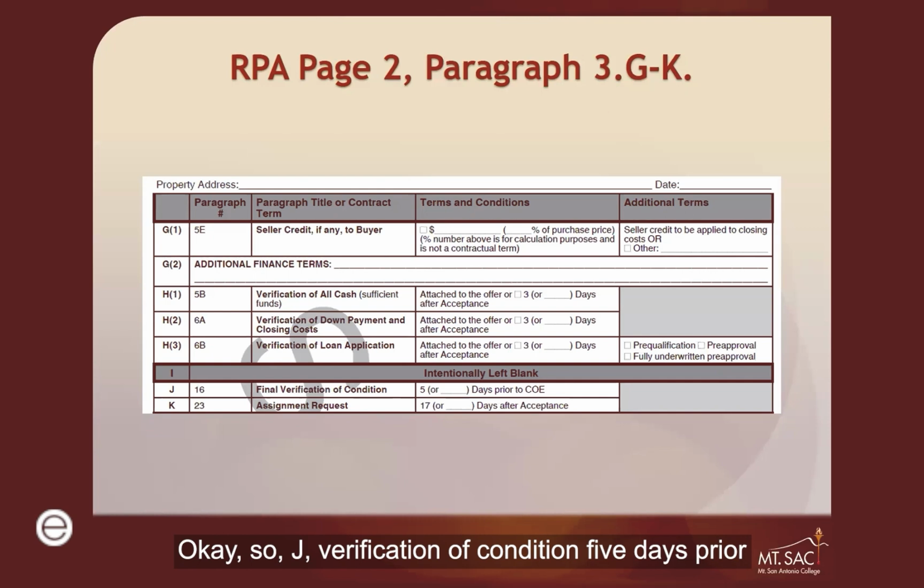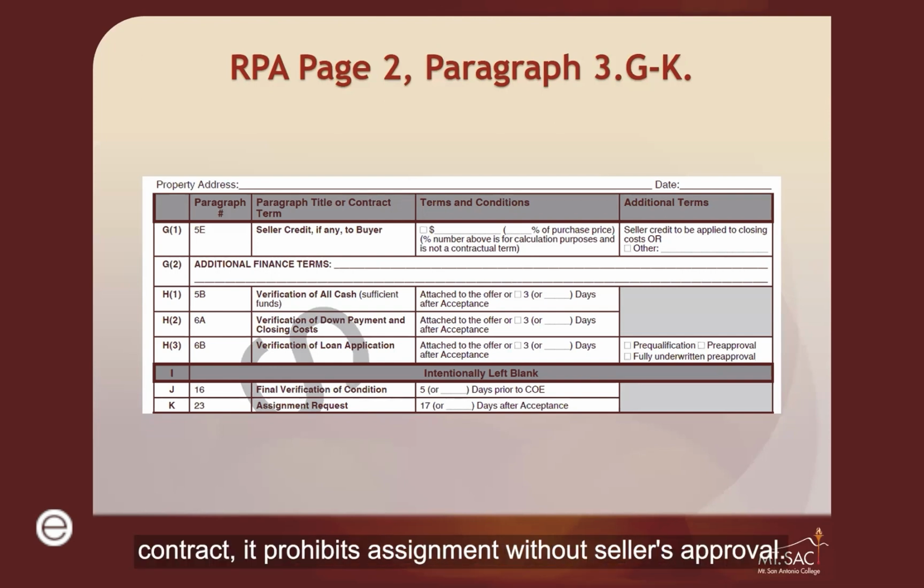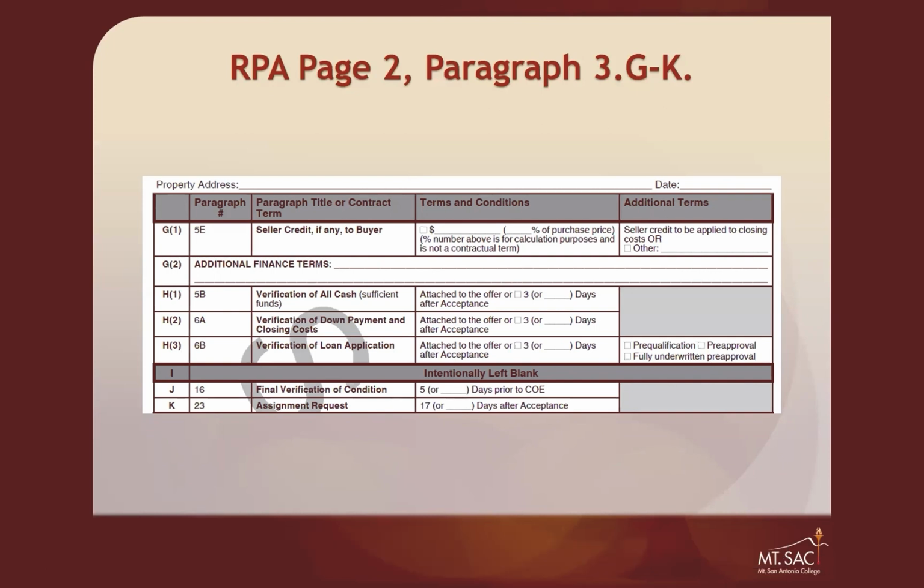Okay, so J, verification of condition, 5 days prior to close escrow. This is your final walkthrough. No real change here. And then assignment request. In the current version of the contract, it prohibits assignment without seller's approval. This contract does the same thing, but adds some greater clarity.